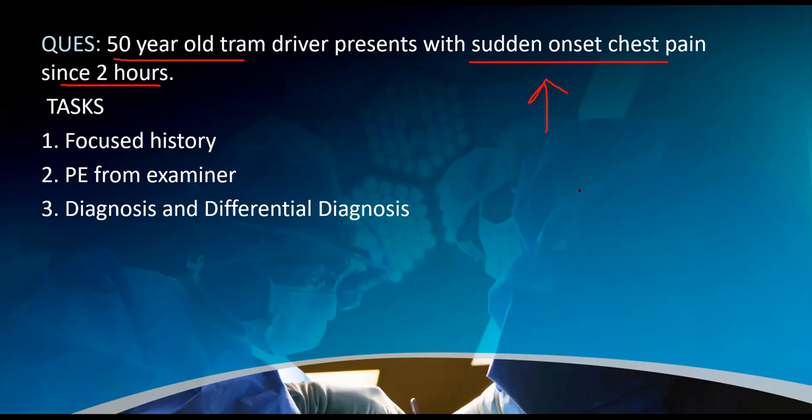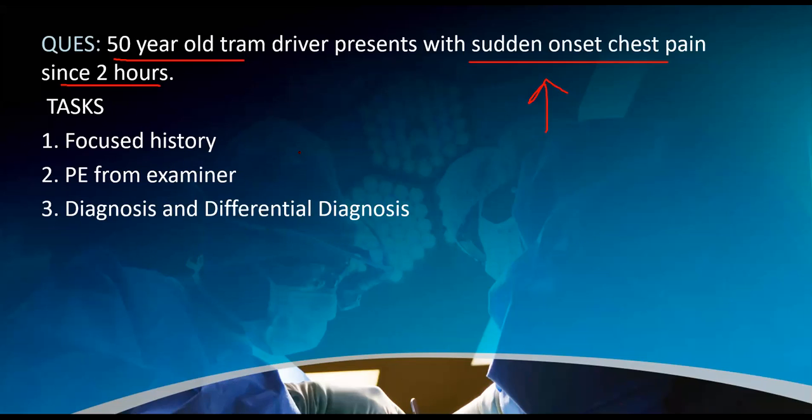Looking at this pain, there is no way you should think that this is pericarditis unless you find it in your history and ECG. So you should think that it's a myocardial infarction. You should start treatment like I said, and then when you find out that this is not an MI case, this must be a pericarditis case, then you can stop your MI management. So you have to take a history, PE from examiner, diagnosis, and differential.